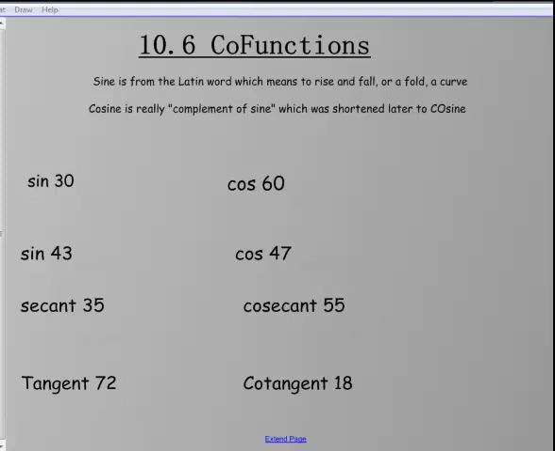So cofunctions comes from complementary. You see, sine is from the Latin word which means to rise and fall, a fold, or a curve. Thus you have the unit circle, and it'll make even more sense when we see the sine wave in the next chapter. Cosine really meant the complement of sine. So you can see that complement was later shortened to co for cosine.